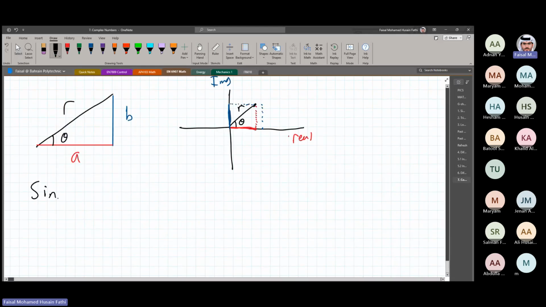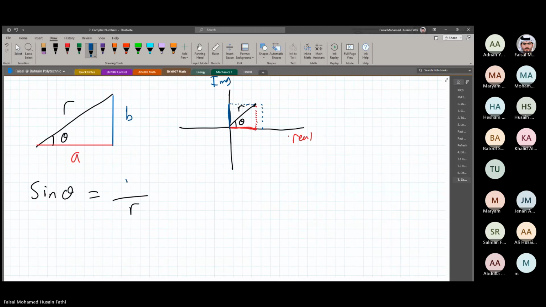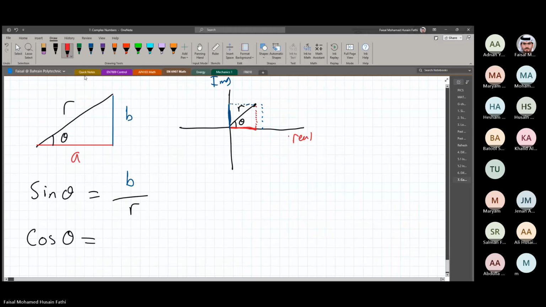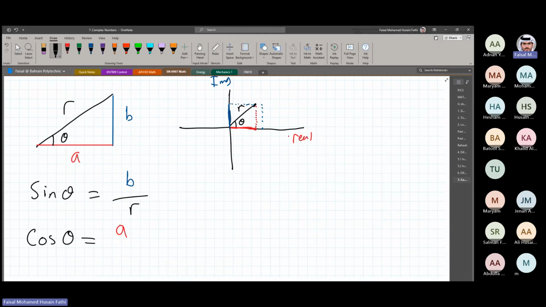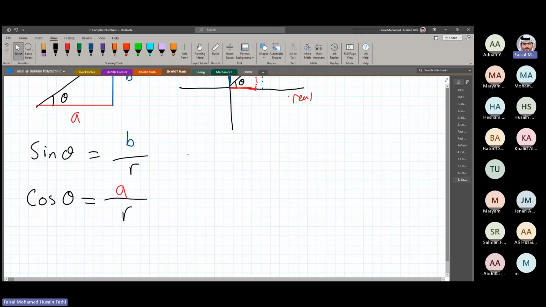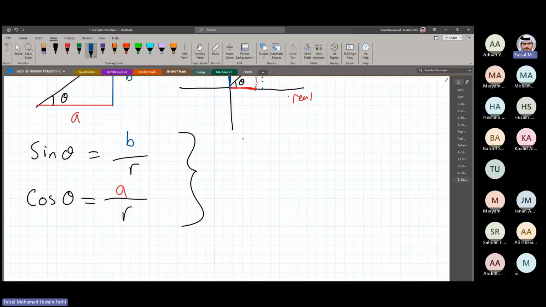So what are the rules we know? We know that sine theta is equal to opposite over hypotenuse, which is B over R. And cosine theta is equal to adjacent over hypotenuse, A over R. If we simplify these two equations, we find that B is equal to R sine theta, and A is equal to R cosine theta.